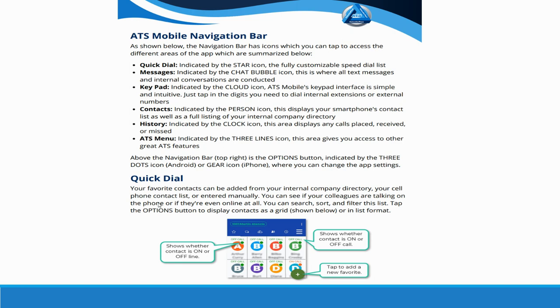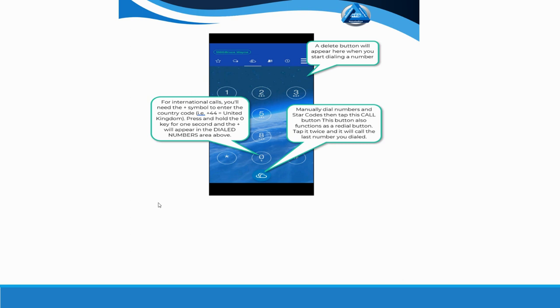Quick dial. Your favorite contacts can be added from your internal company directory, your cell phone contact list, or entered manually. You can see if your colleagues are talking on the phone, or if they're online at all. You can search, sort, and filter this list. Tap the icons button to display contacts as a grid shown below or in a list type format. Your choice.